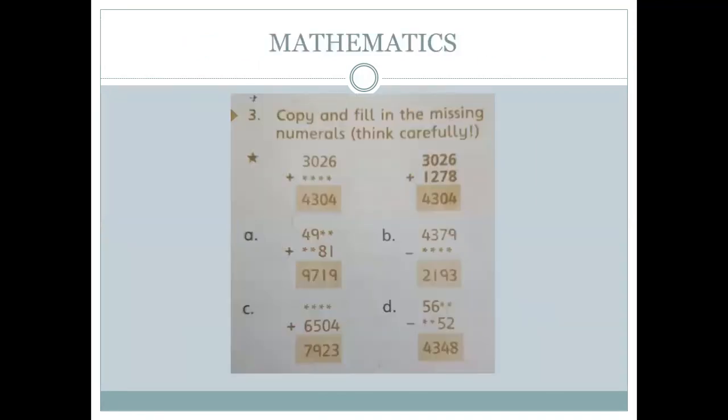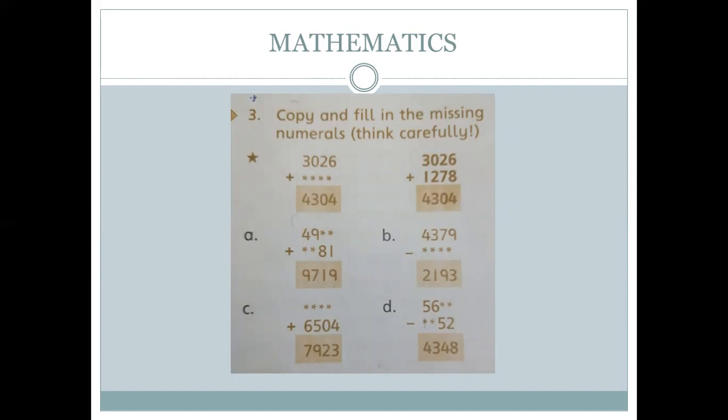Open your book page number 2. You see that question 3, copy and fill in the missing numerals. These type of questions you have already done in class 4. There you have puzzles, and you solve the square boxes where the numbers are missing and you find the missing number. Same questions are here. You see that 2 or 3 digits are given and the answer is given and we will calculate the missing one.